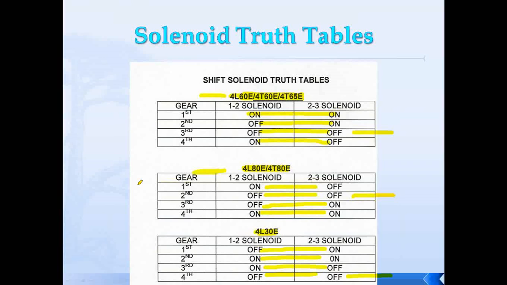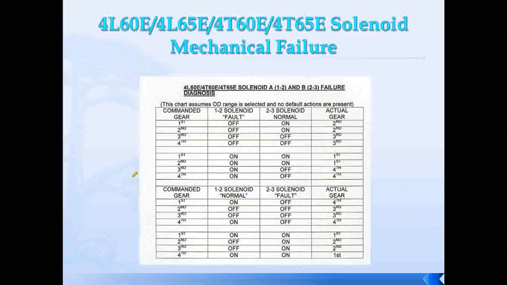So when you look at your scan tool, it will say 1-2 solenoid command. It's either going to be an on or an off, or 2-3 solenoid command. It's either going to be an on or an off. That's what you're actually seeing on the chart.